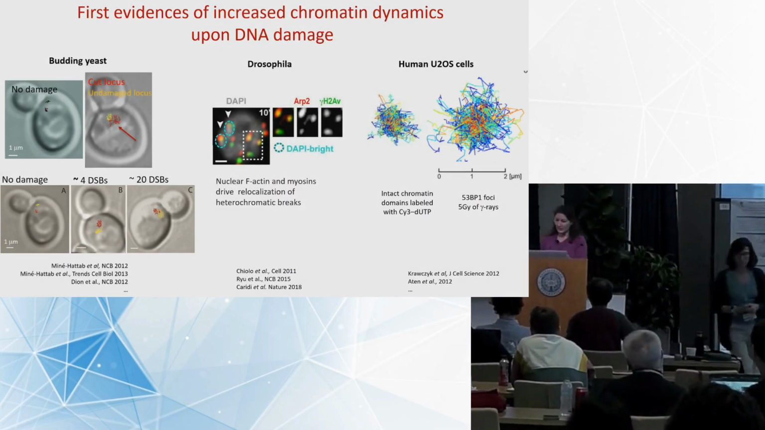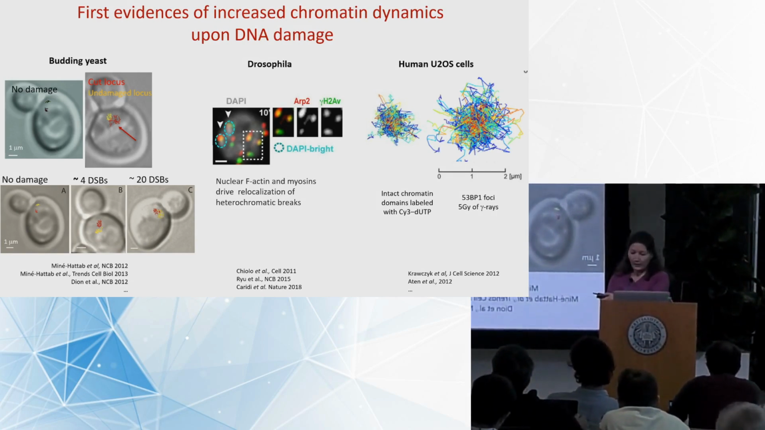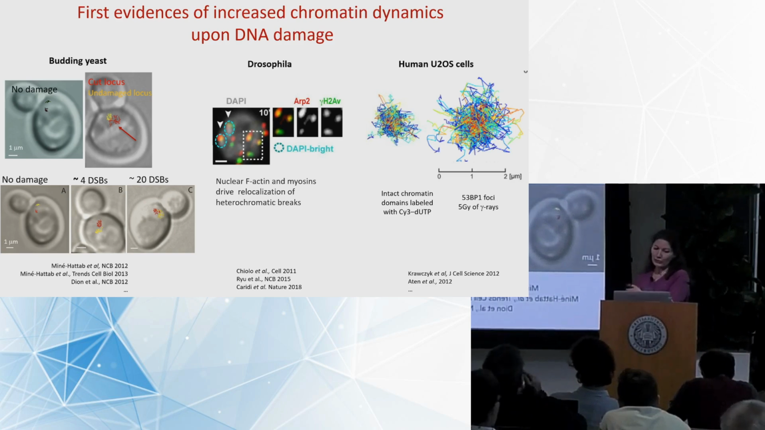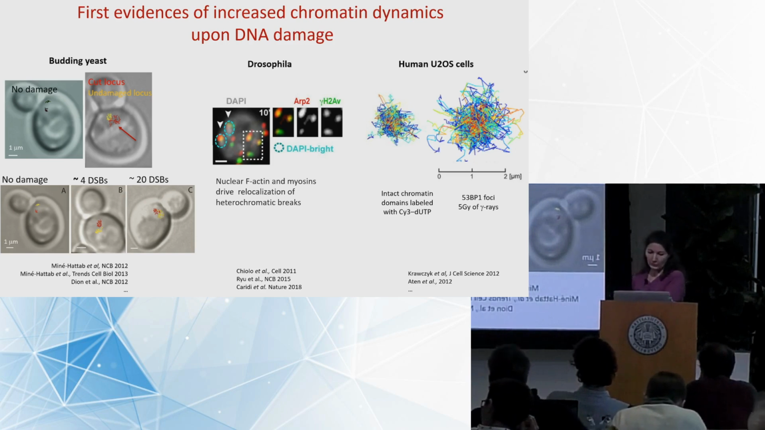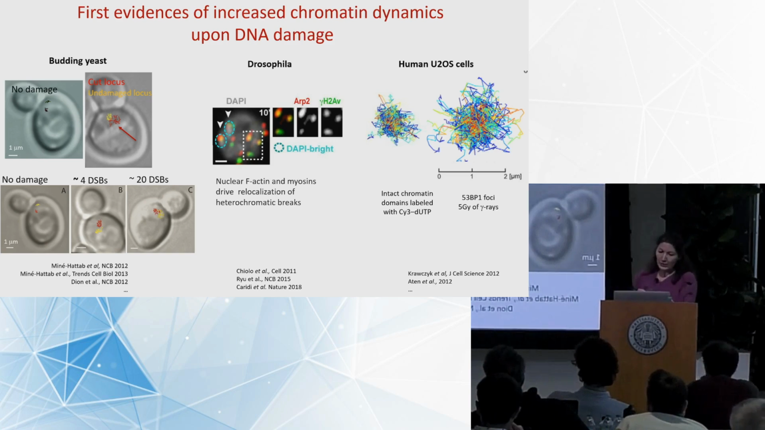So I was about to say that a lot of this work has been done in yeast, as illustrated here. We can see the trajectories of chromatin loci here, and when there is no damage, you can see that they explore a small nuclear volume, and then when there is a single double-strand break, you can see the difference, and when there are multiple double-strand breaks, you see a very large difference. Many of these observations have also been made across many different organisms, such as Drosophila and human cells.